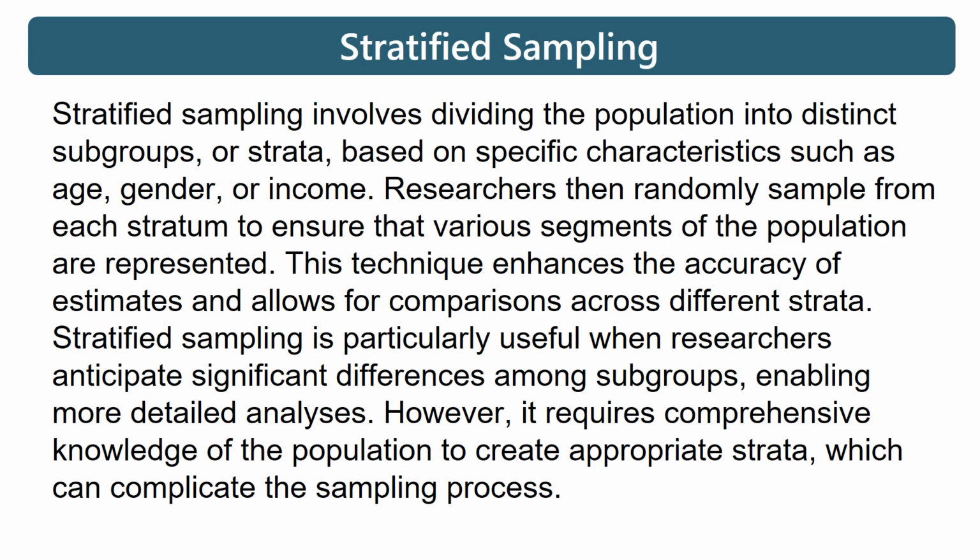Stratified sampling involves dividing the population into distinct subgroups or strata based on specific characteristics such as age, gender, or income. Researchers then randomly sample from each stratum to ensure that various segments of the population are represented. This technique enhances the accuracy of estimates and allows for comparisons across different strata.